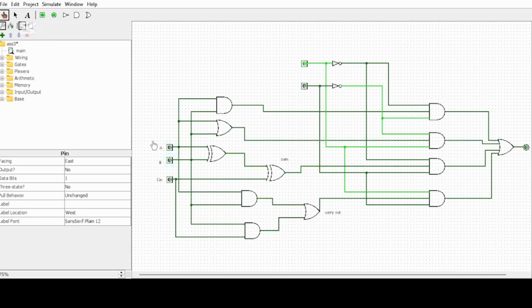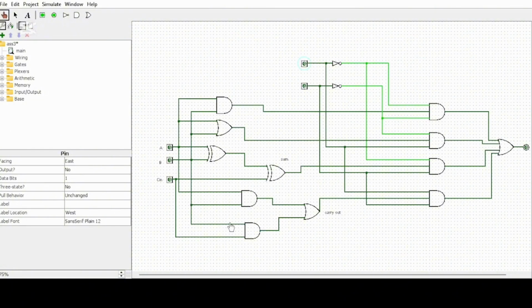We have input A, input B, and we have the carry in input. You also realize that when I was going through it, I mentioned sum here and I mentioned carry out here.